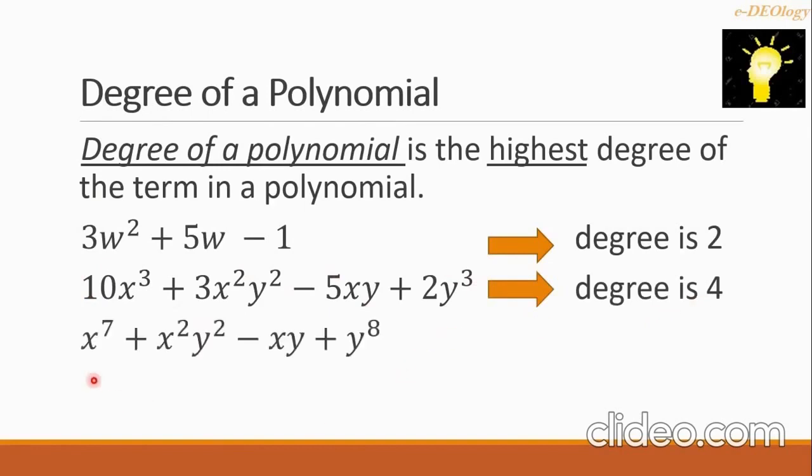Third example, x raised to 7 plus x squared y squared minus xy plus y raised to 8. Let us identify the degree of each term. In the first term, degree is 7. Second term, the degree is 4. Third term, the degree is 2. The fourth term, degree is 8. So our highest is 8, which is in the fourth term. So it means the degree of this polynomial is 8.